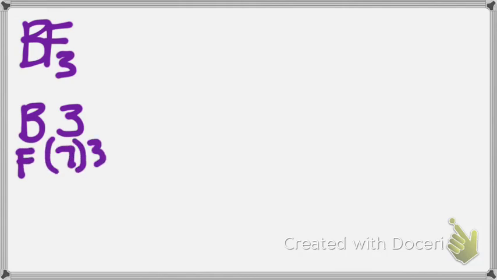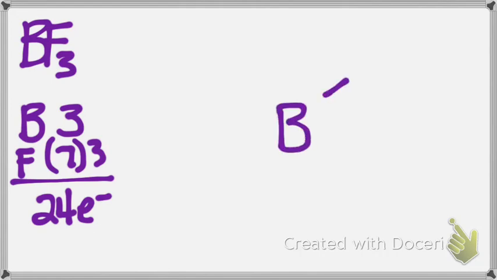So boron has how many valence electrons? 3. Fluorine? 7, but we have 3 of them. So we're going to need a total of 24 electrons. 21 plus 3 is 24, right? So we're going to draw our skeletal structure, which is going to be boron with 3 fluorines.